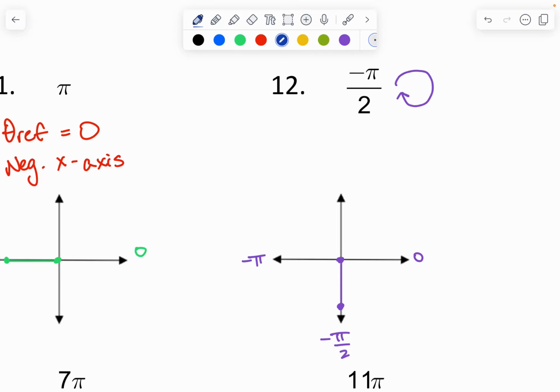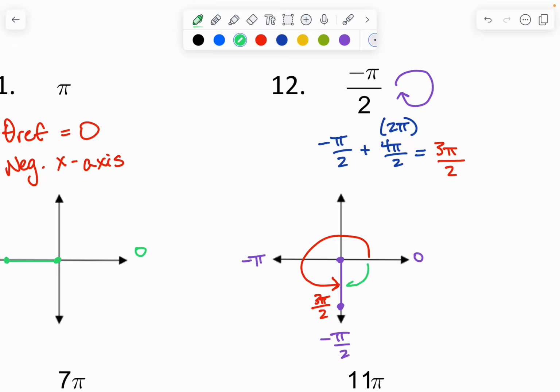The other option is you could add a term to it. And remember, a term is always 2 pi. So 4 pi over 2. So negative 1 plus 4 would bring you to a positive 3 pi over 2. So you could go this way, sorry, that's kind of ugly. You could go this way, and that would bring you to 3 pi over 2. These are coterminal, so it doesn't really matter which one you do. You just got to remember that things that are negative go clockwise, things that are positive go counterclockwise.